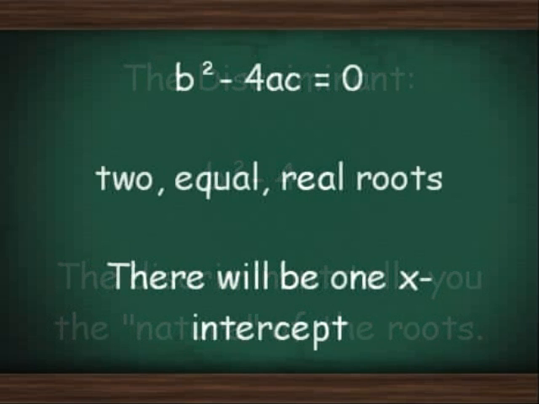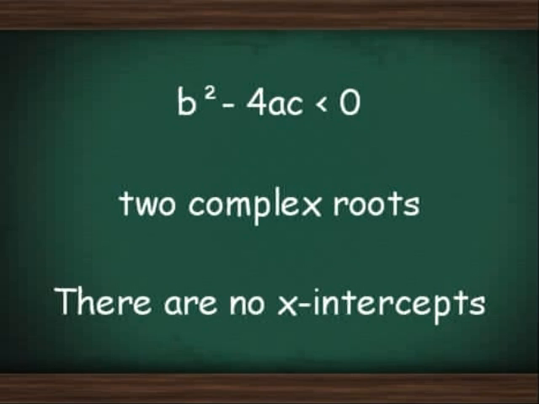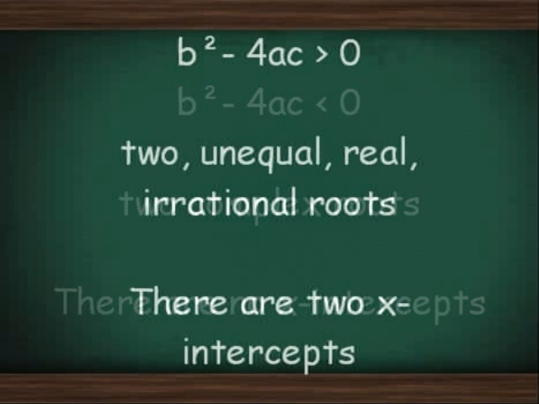roots. If b squared minus 4ac equals 0, then you'll have two equal real roots. When this is plotted on a graph, it will intercept the x-axis one time. When b squared minus 4ac is less than 0, there are two complex roots. When graphed, there are no x-intercepts.